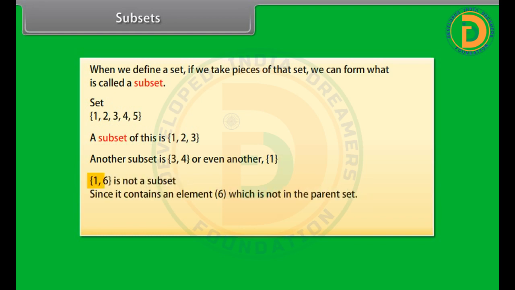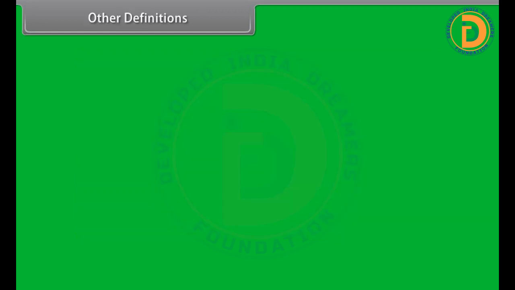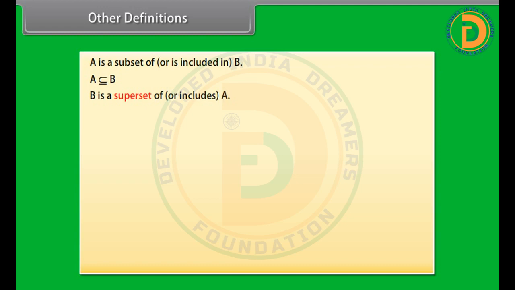However, 1, 6 is not a subset since it contains an element 6 which is not in the parent set. In general, A is a subset of B if and only if every element of A is in B. Other definitions. A is a subset of or is included in B, denoted by this symbol. B is a superset of or includes A, denoted by this symbol.